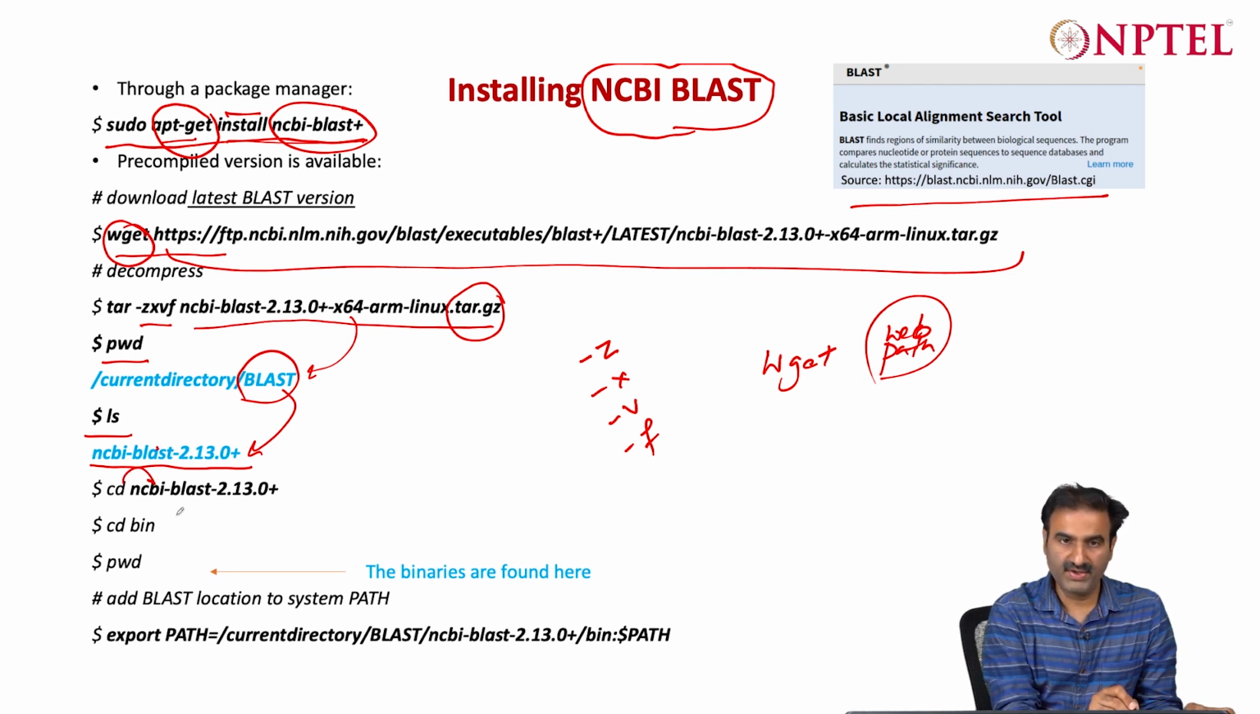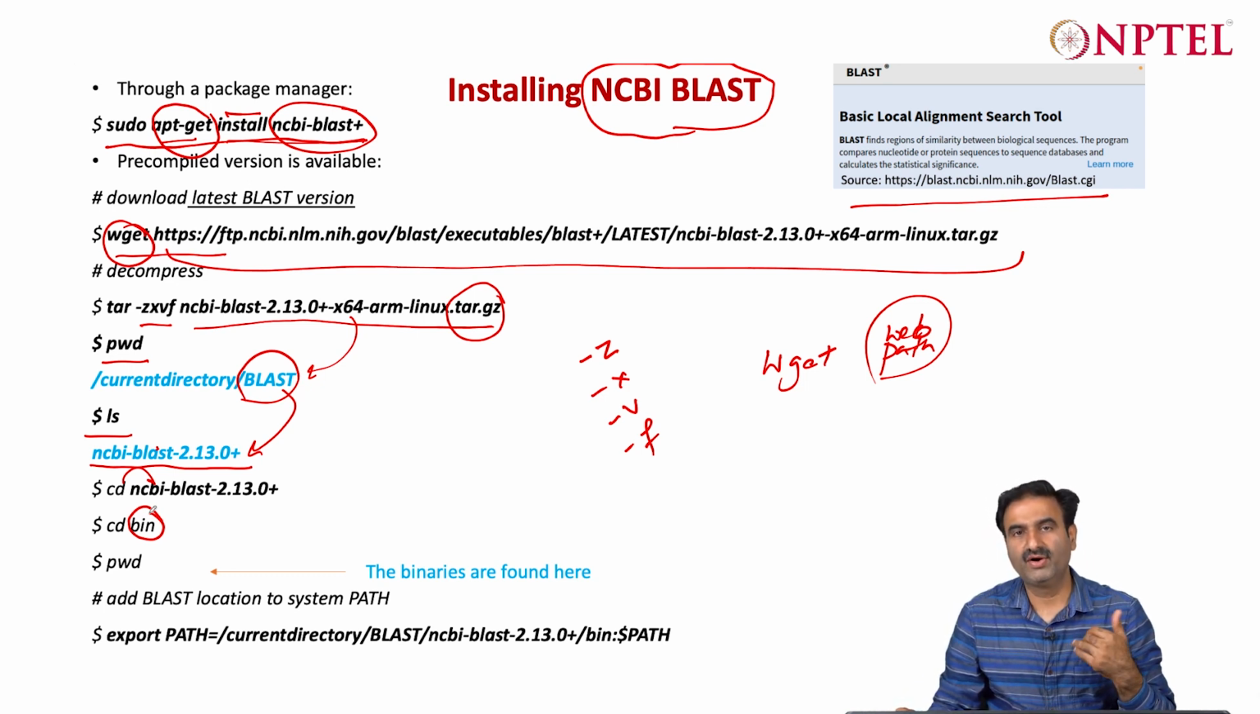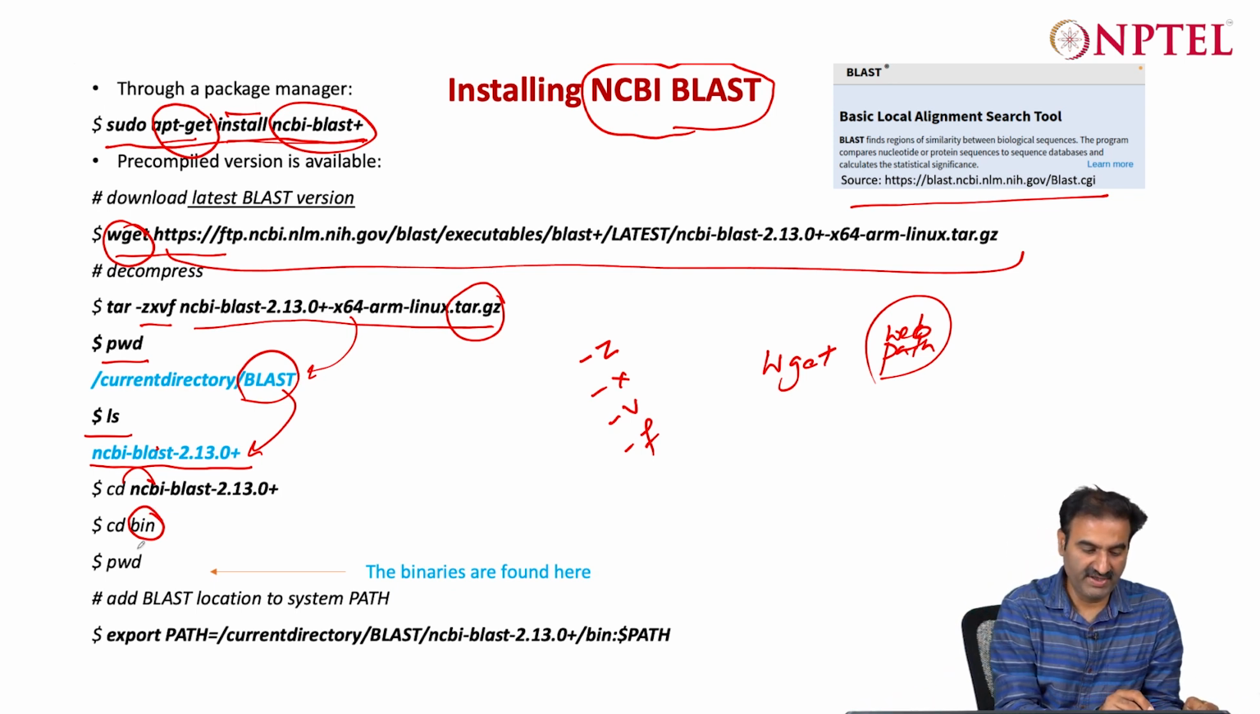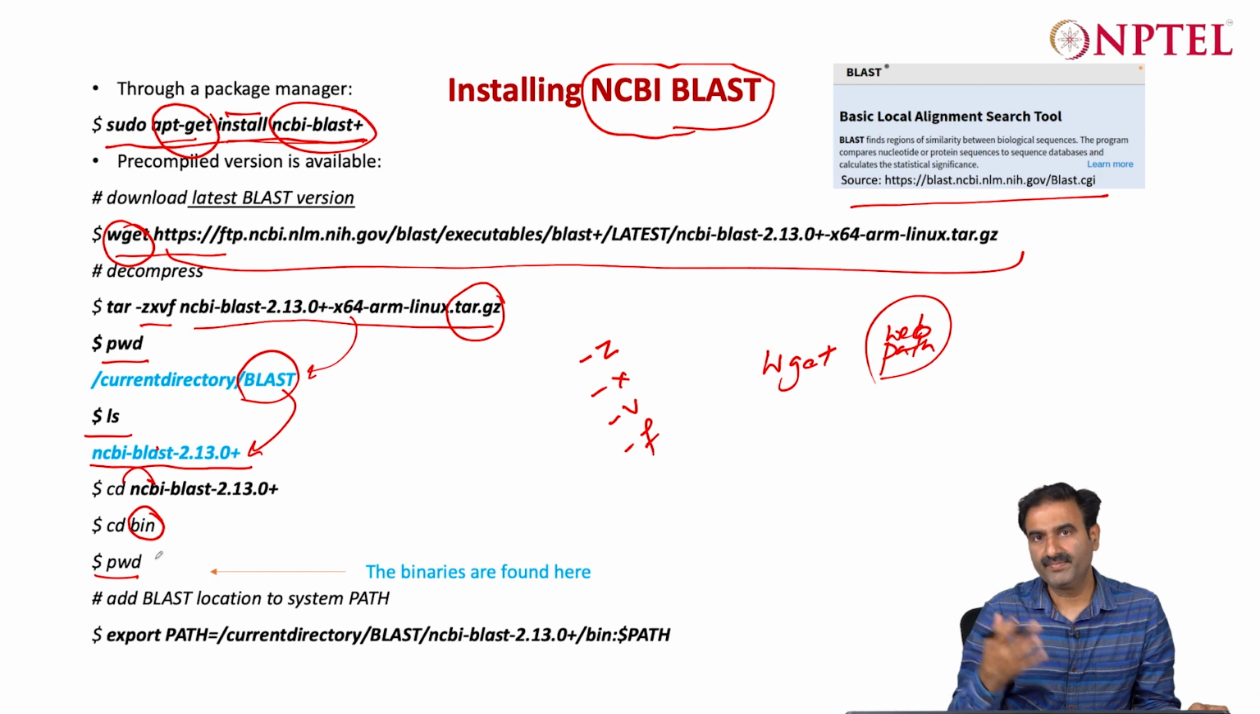When you go to this folder, you will see that there are several things, and one of them is bin. Bin is the binary folder, where all the files for any program are present. It's a pre-compiled version of BLAST, so you don't have to do the compilation on your system. So you do cd bin, then pwd. All the binaries which come with the BLAST installation will be in this directory now. Then you want to add the path of these binaries to your path variable, so that from any folder or any place in your system you can run the BLAST executables.